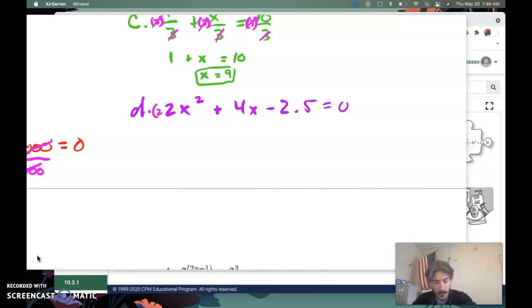Okay, and if I double this, and I've got to double this, I also have to double that 0, even though it doesn't really matter, okay? Because, of course, 2 times 0 is 0. So I get 4x squared plus 8x, and then minus 5.